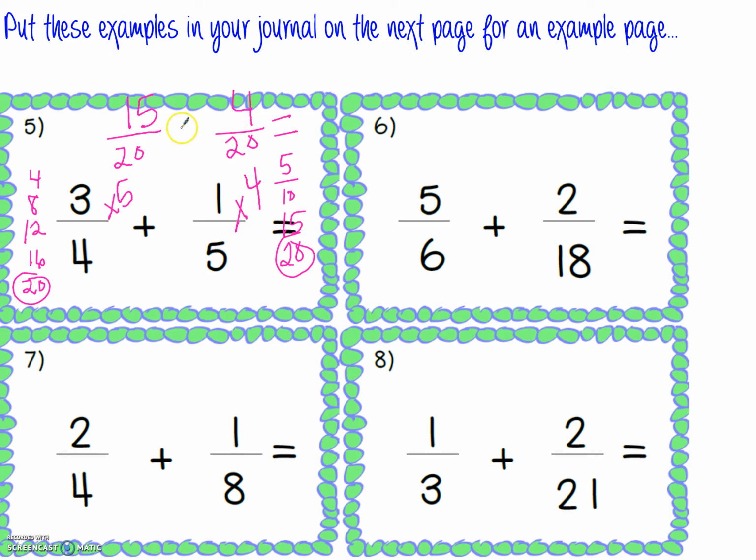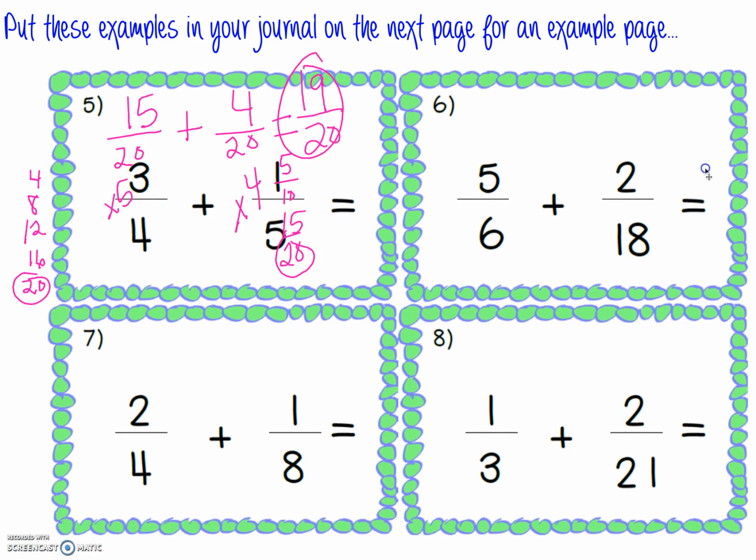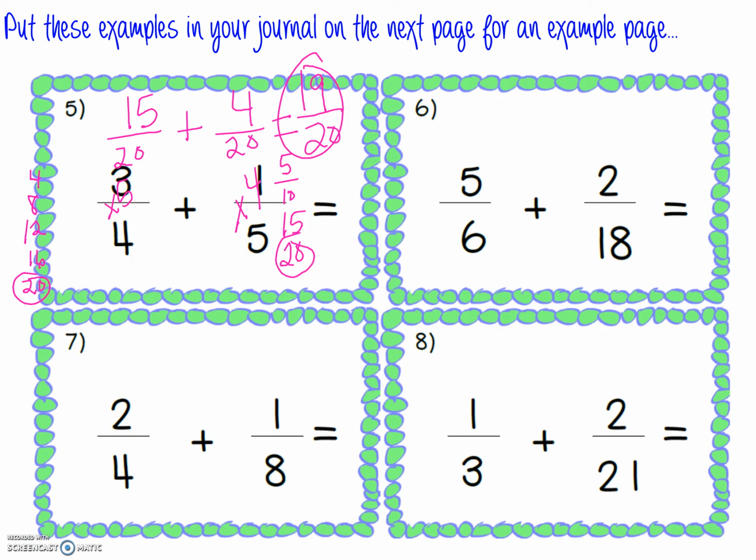Now we simply add them like we started with. So add our numerators. 15 plus 4 is 19. Carry over our denominator. So 19 20ths. And remember, simplify if you need to. On that one, we do not need to.